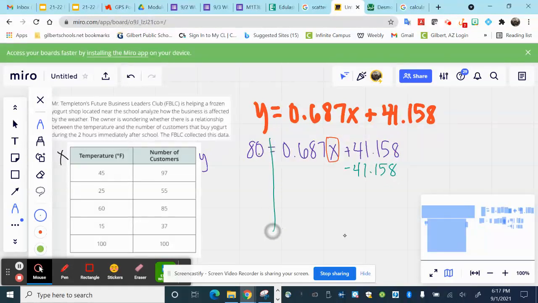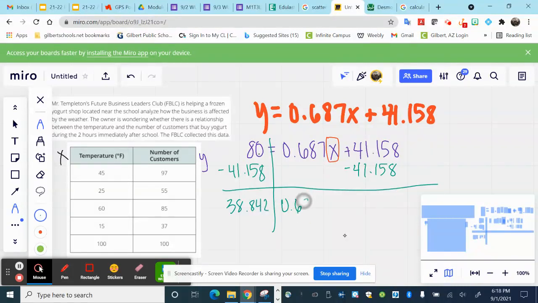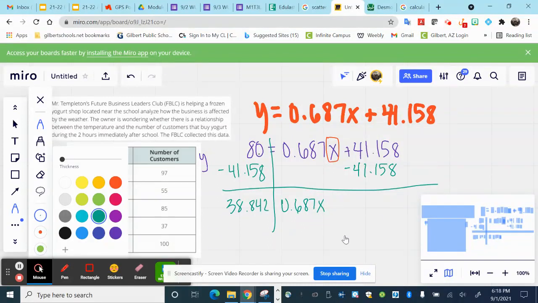And now in algebra, whatever you do in one side, you have to do to the other. So if I subtracted once over here, I got to come over here and subtract off 41.158. Okay, so now if I subtract that, 80 minus 41.158, that gives me 38.842. And I get 0.687x. Okay, now x is still not by itself.